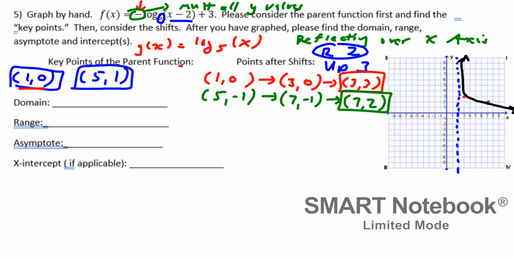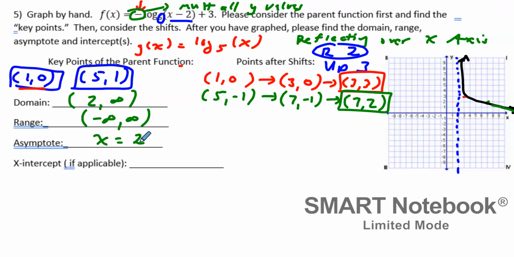Now that I have my graph, my domain is going to be from left to right. This function starts at 2 and goes to infinity. The range is going to be bottom to top. This piece of your graph is going to go down forever, and this piece of the graph is going to go up forever. So my range is still negative to positive infinity. Didn't matter if it reflected over the x-axis there. The asymptote we found was x equals positive 2.